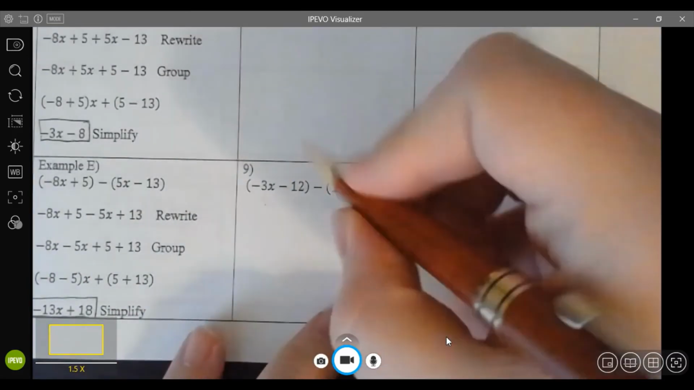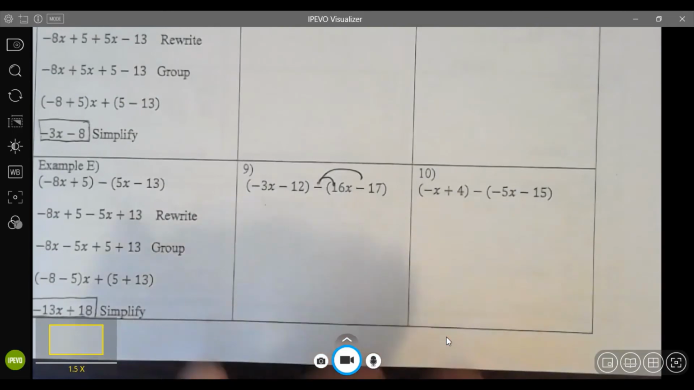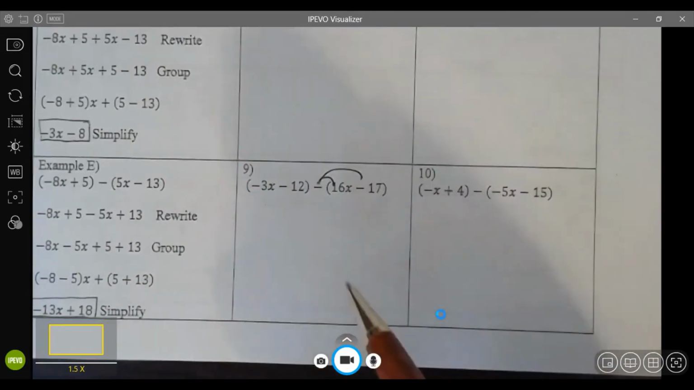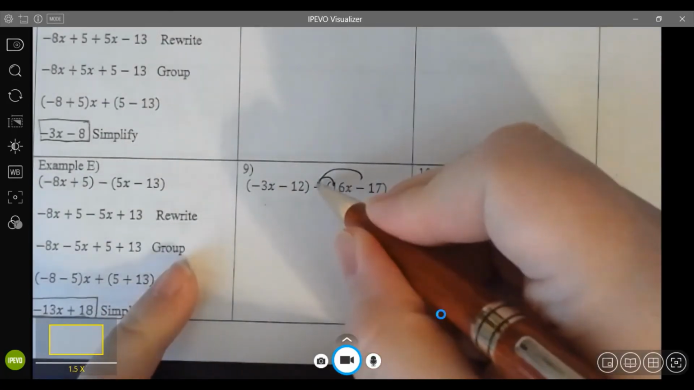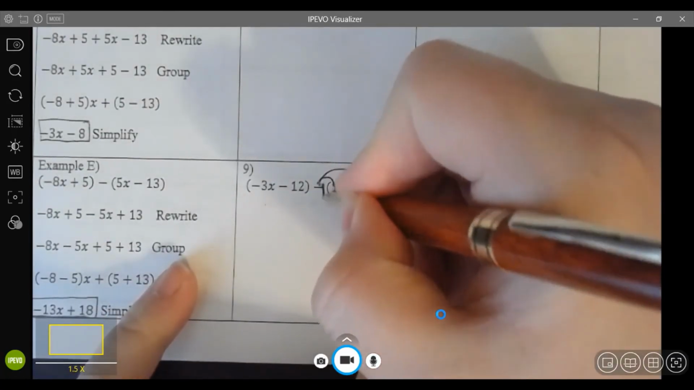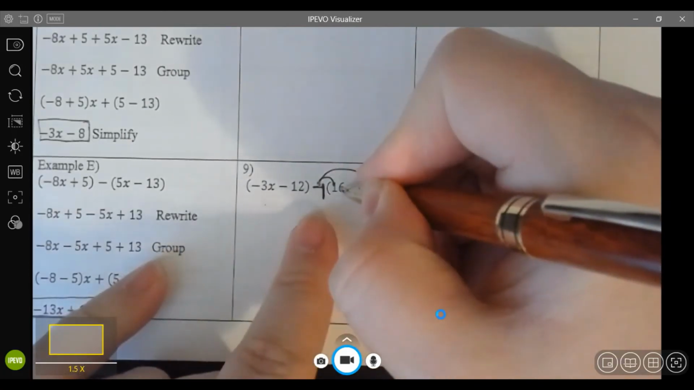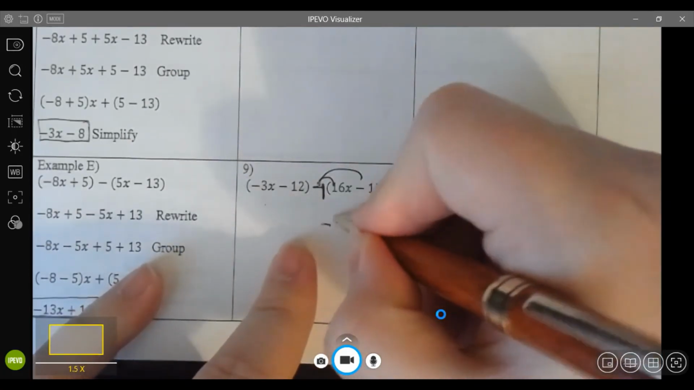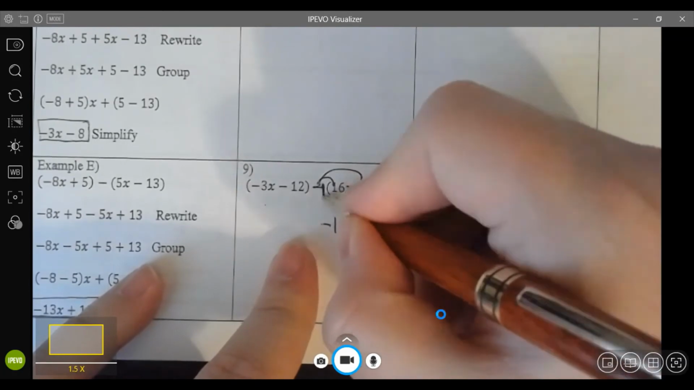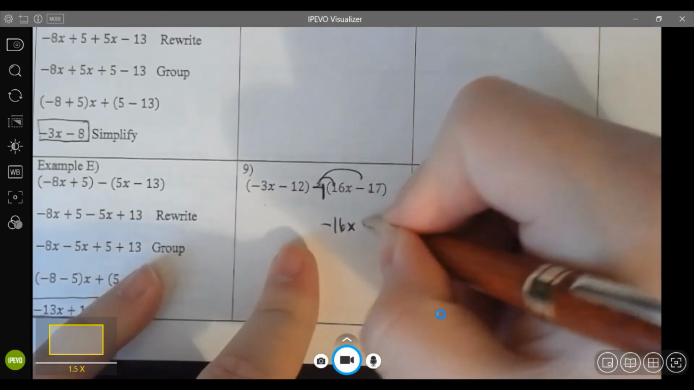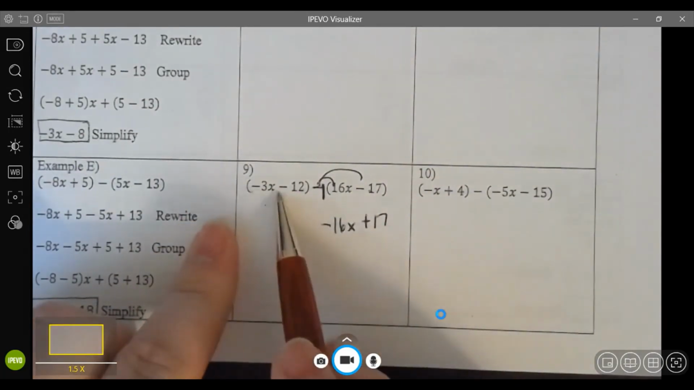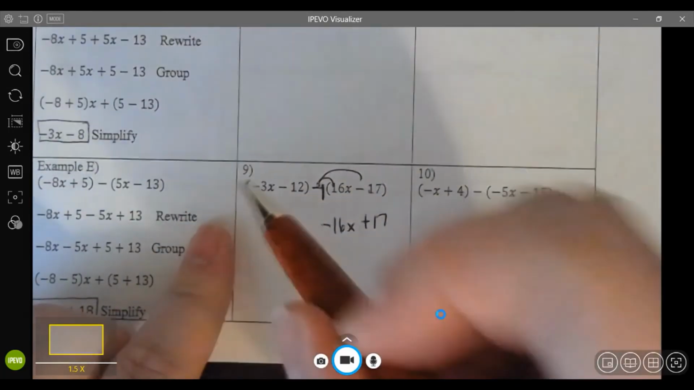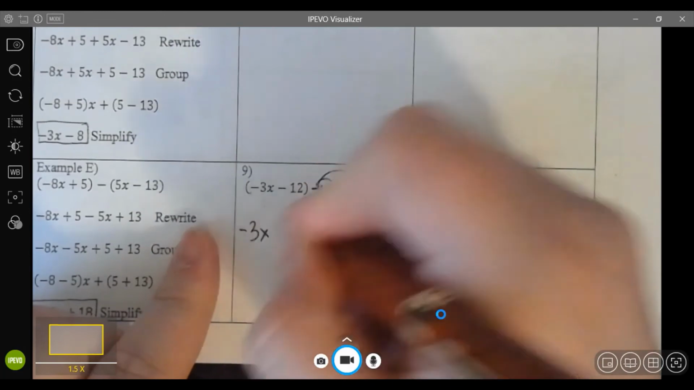So in 9, distribute the negative to both -16x and -17. So this is like a -1. So -1 times 16x is -16x. And -1 times -17 is +17. And in the first set of parentheses, there's nothing to distribute. There's nothing out front. So we're just going to copy that straight down.